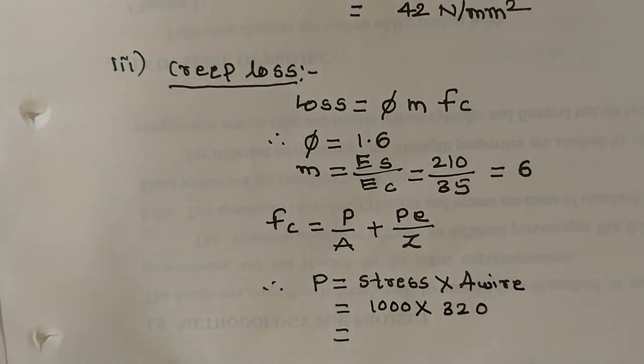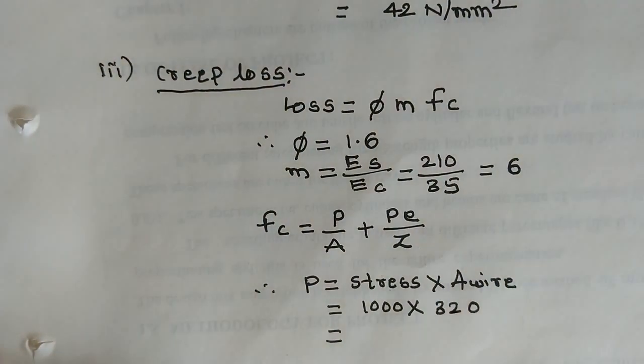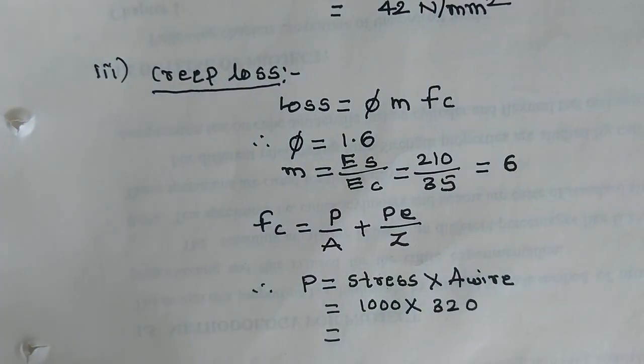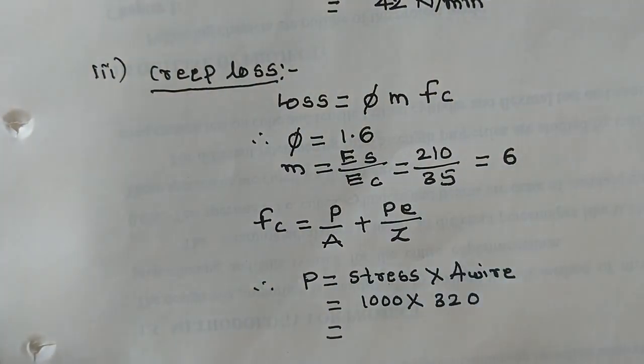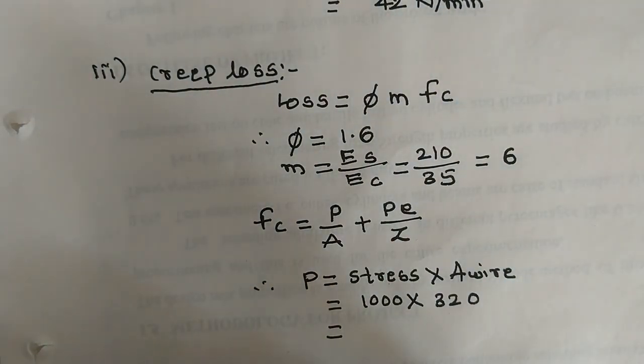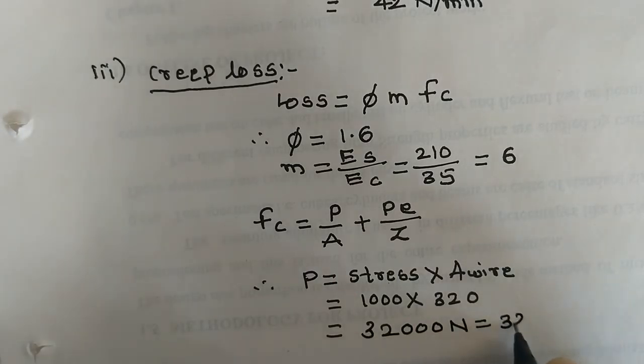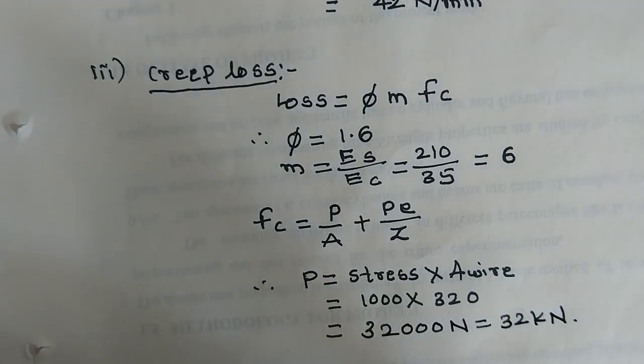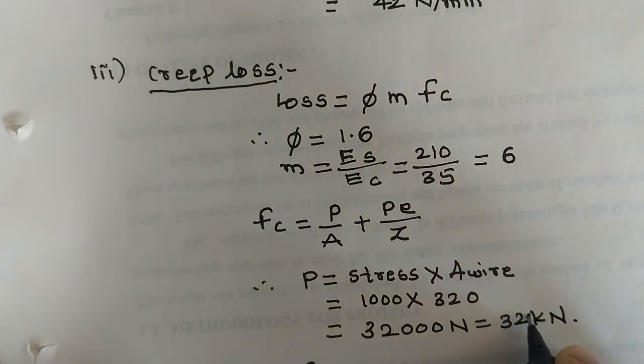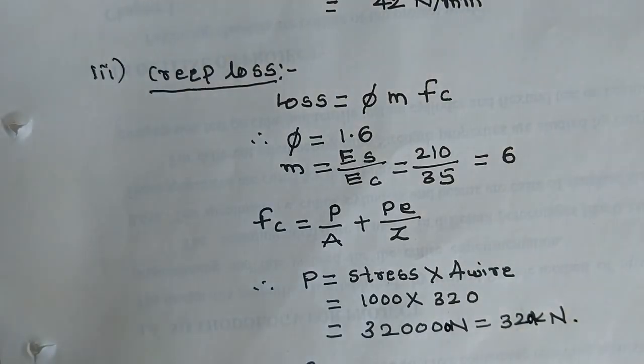So simply the multiplication is 320,000. It is in Newton. It is 320 kilonewton. So P is 320 kilonewton.